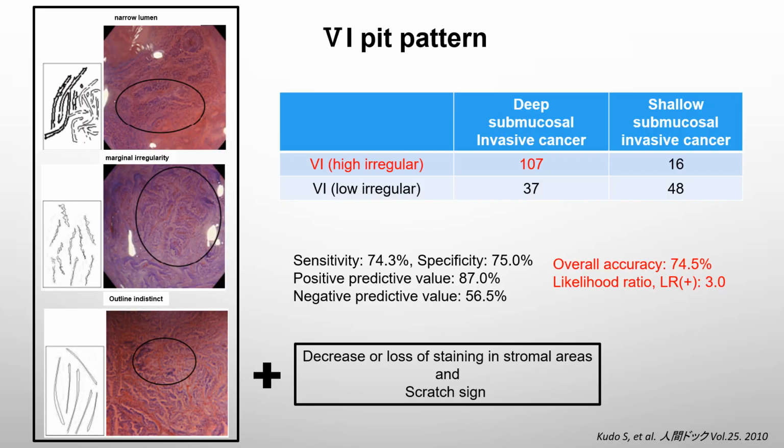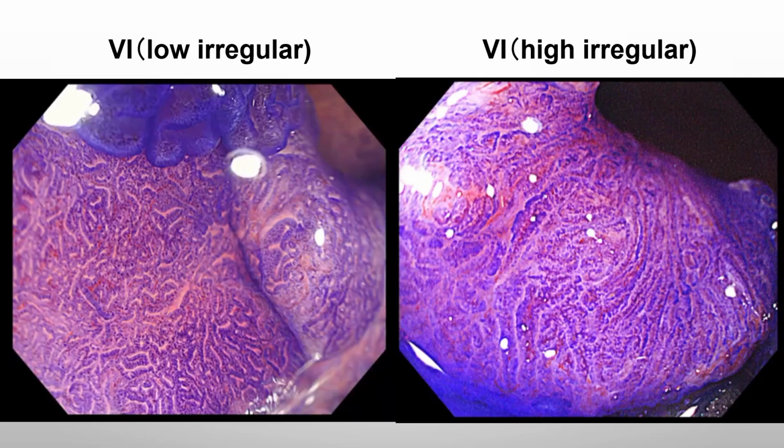Dr. Kudo divided 5I pit pattern into high irregular and low irregular. 5I high irregular pit pattern corresponds to submucosal deep invasion cancer. 5I high irregular pit pattern has characteristics of narrow lumen, marginal irregularity, and outline indistinct. Left is 5I low irregular, and right is 5I high irregular.